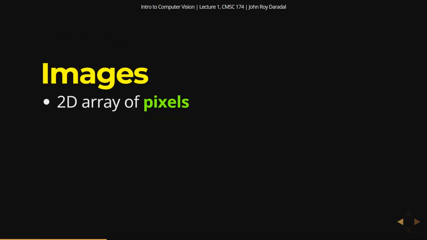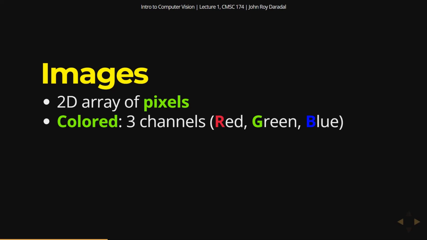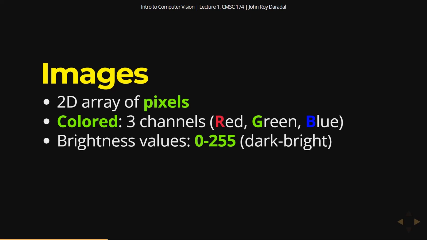So let's discuss images, because images are what computer vision uses for all of its tasks, right? You've encountered images probably ever since you were a child. A computer image is a 2D array of pixels, a two-dimensional array of pixels. Pixels are basically just brightness values, a number from 0 to 255. When the image is colored, you usually have 3 channels: the red channel, the green channel, and the blue channel. So you have the RGB value, right?